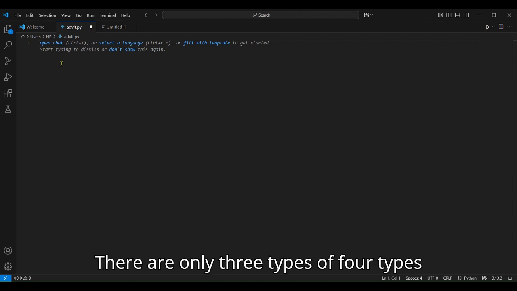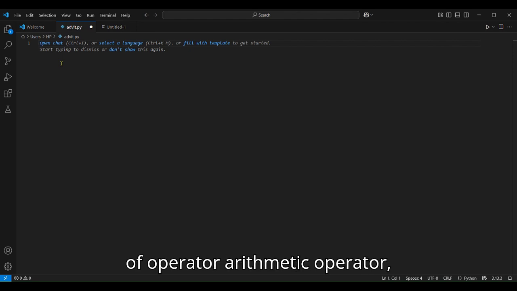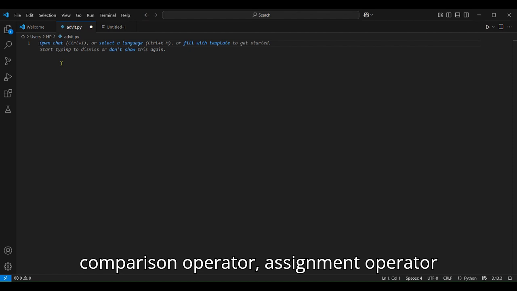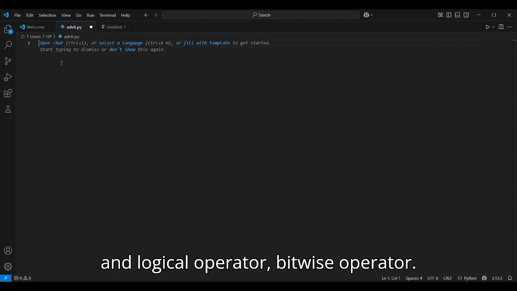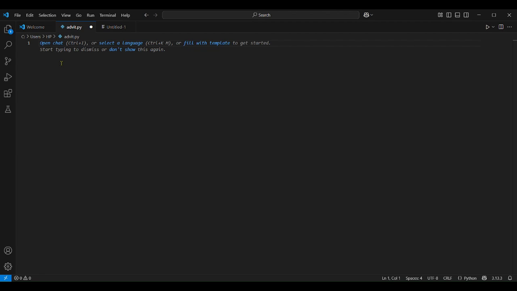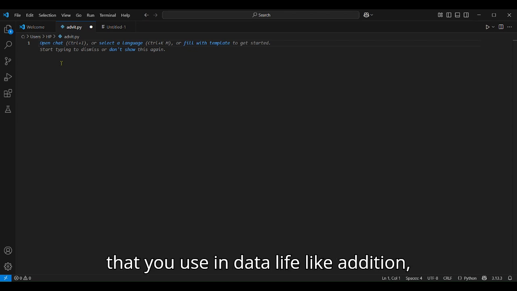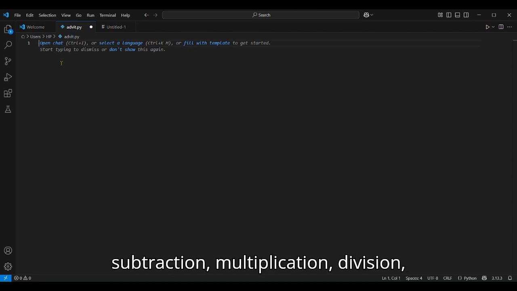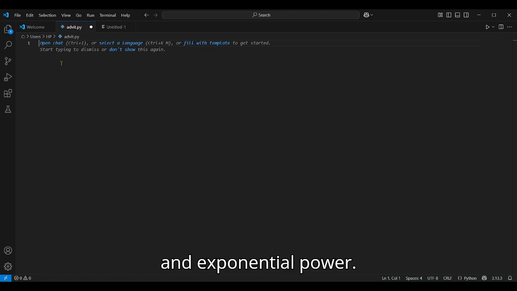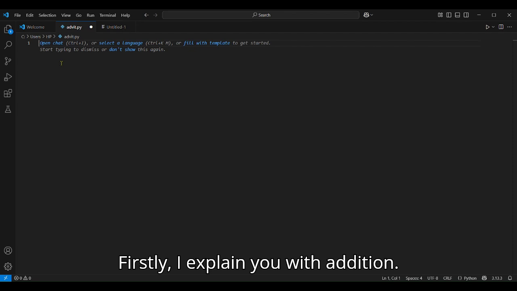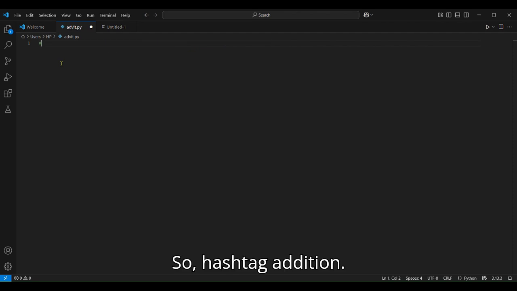There are types of operators: arithmetic operator, comparison operator, assignment operator, logical operator, and bitwise operator. So today I will discuss only the arithmetic operator. Arithmetic operators are what you use in daily life, like addition, subtraction, multiplication, division, and exponential power. Firstly, I will explain addition. So, hashtag addition.